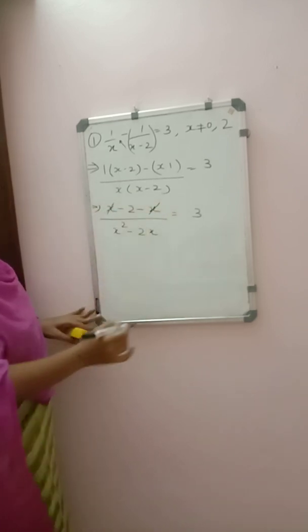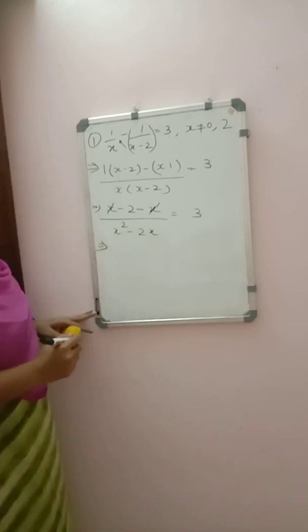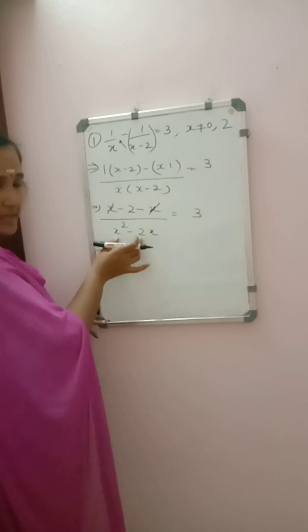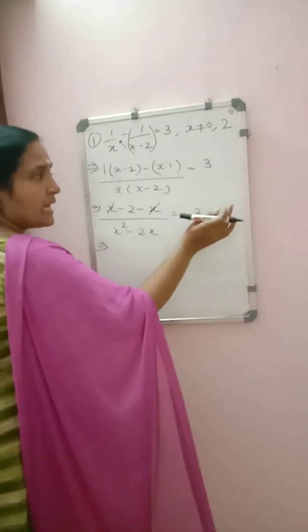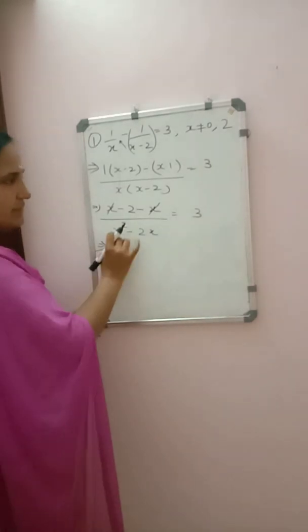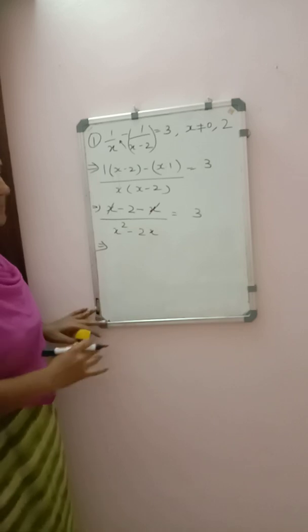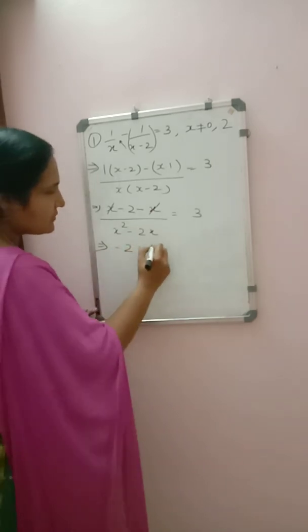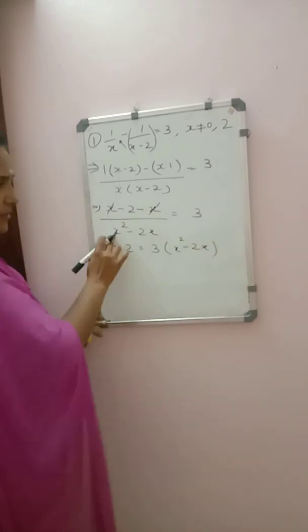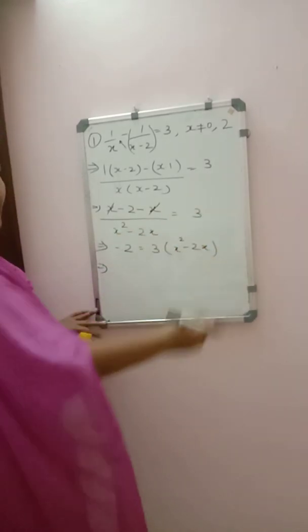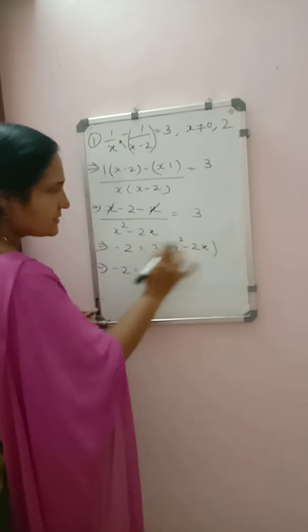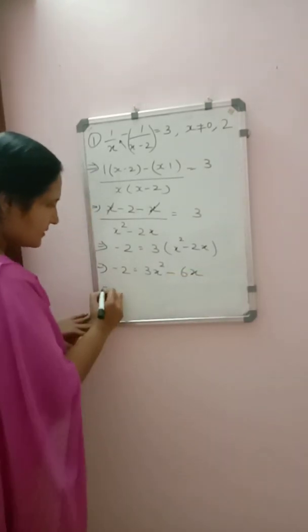x and minus x will get cancelled. Remaining, now we are going to use the transposition rule. If the number is in the denominator and we shift it to the right hand side, it will go to the numerator. If the number is in division, it will go to multiplication. Same method only. So it will be equal to minus 2 into 3 into x square minus 2x. If you want, you can multiply it directly by 3 and write here: minus 2 is equal to 3x square minus 3 into 2, 6x.